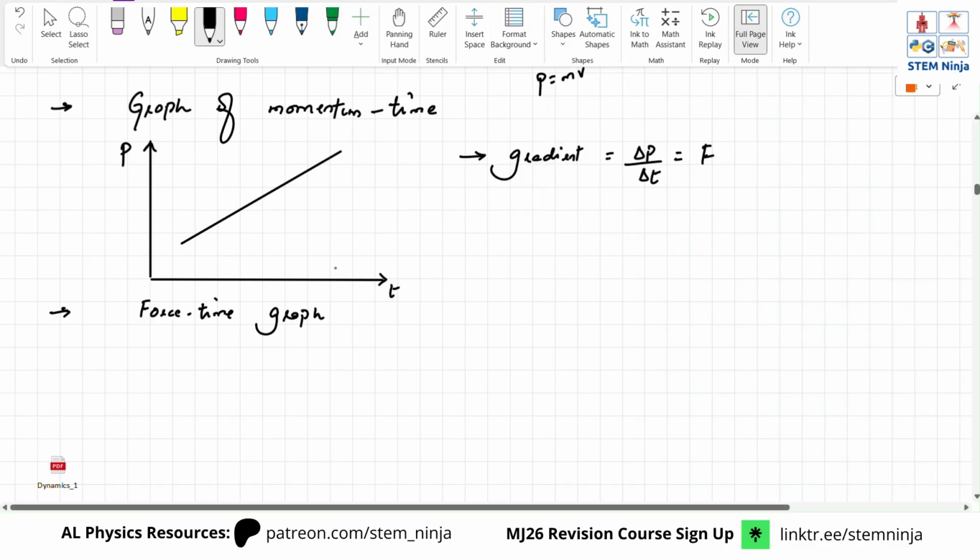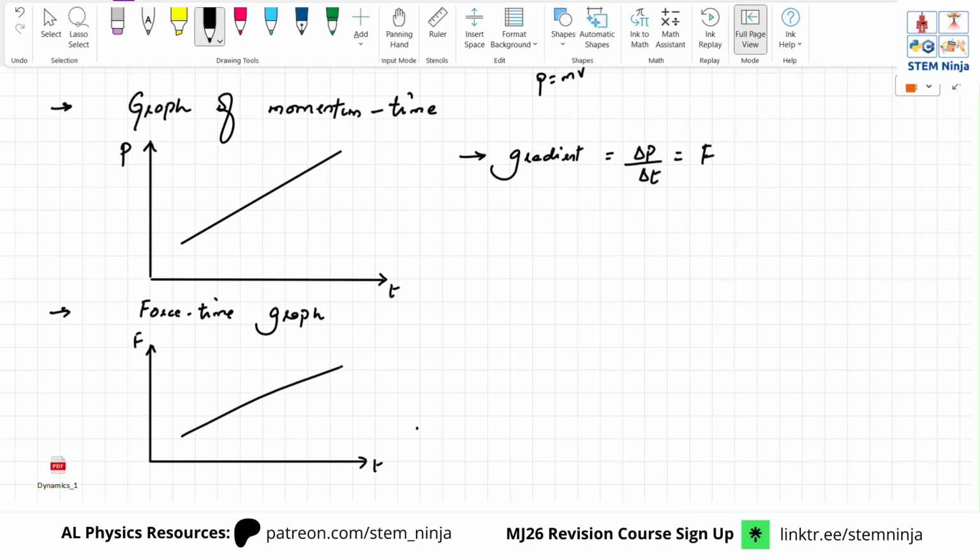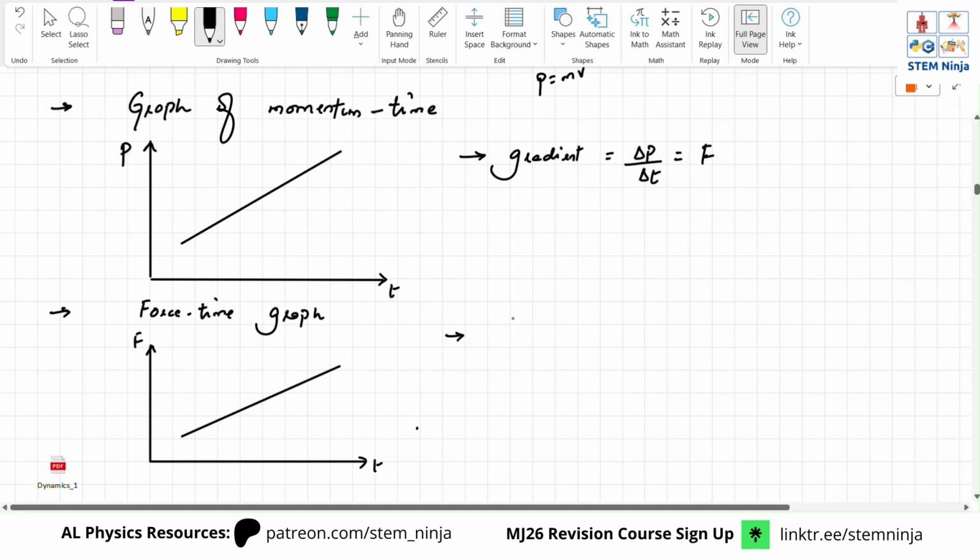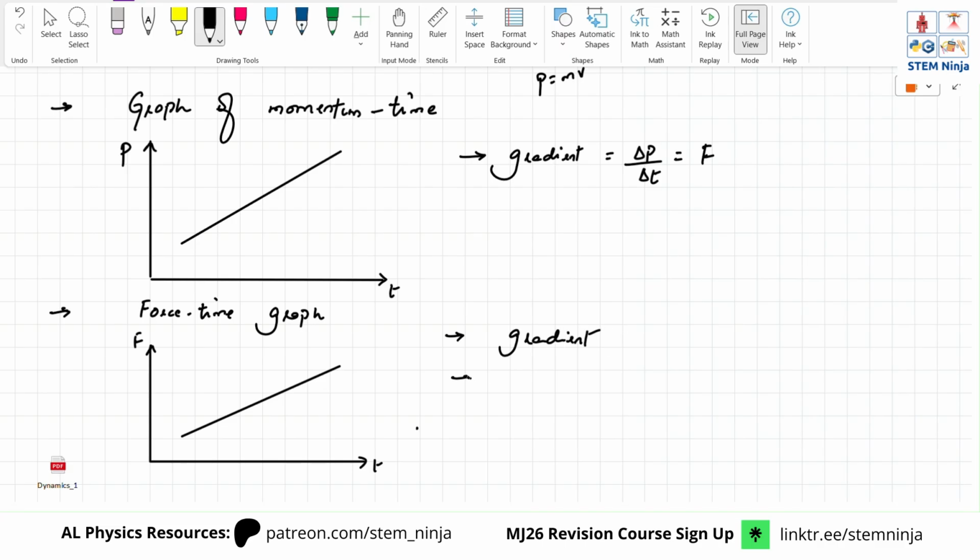So let's say you have this force time graph. So can you tell me what is going to be the gradient and the area? So gradient is your change in force over change in time, and area, if you're doing an integral form or whatever, is going to be the total change in momentum.